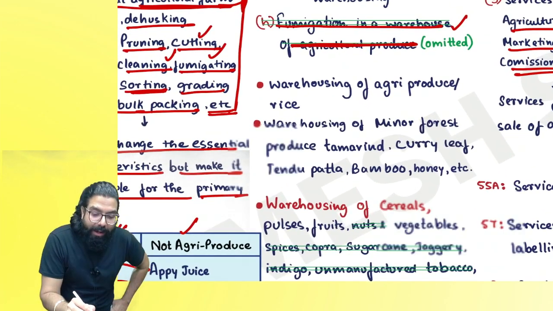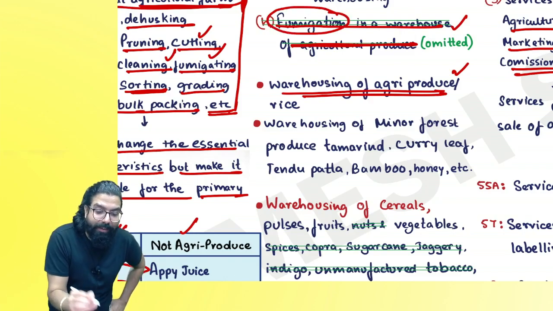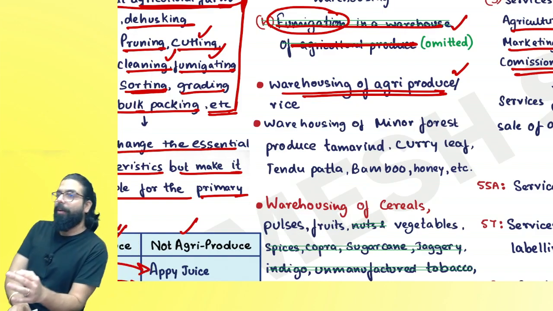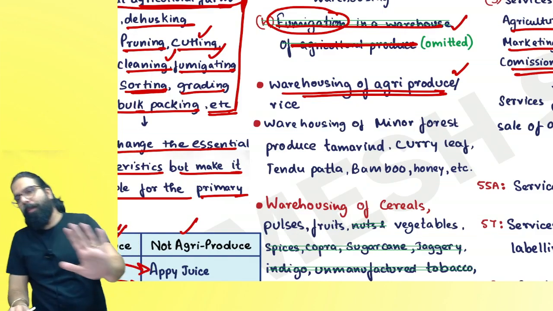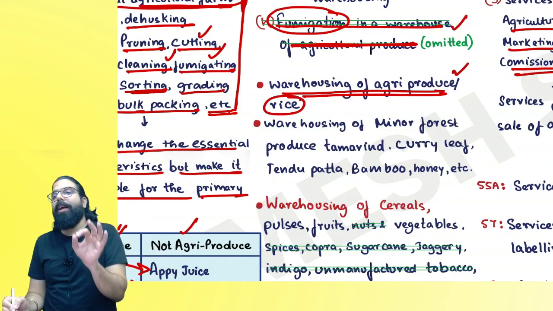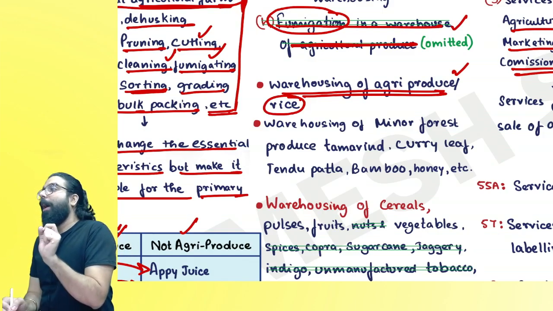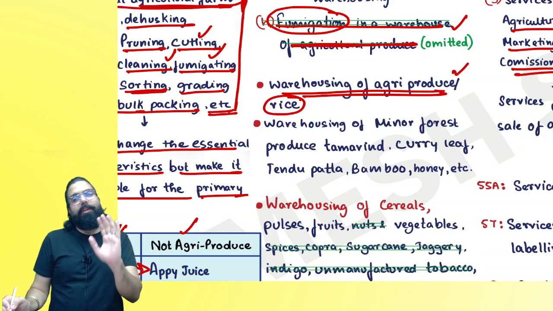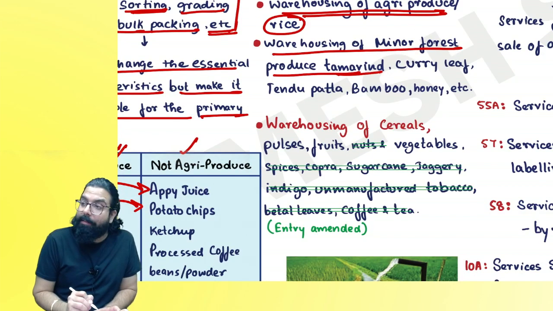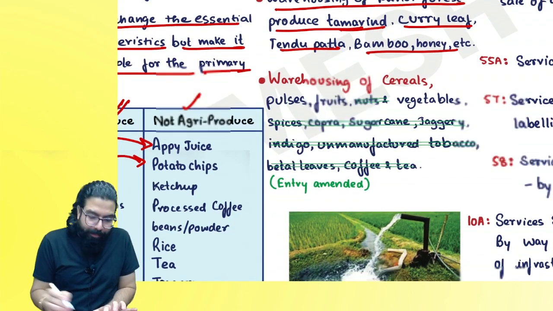Next. Sir, if warehousing is done of any agricultural produce, warehousing of? I told fumigation is taxable. I am not telling warehousing is taxable. If anybody is going ahead and doing warehousing of agricultural produce, it will be exempted. Sir, if anybody is doing warehousing of rice, then also it is exempt. Remember, rice is not an agricultural produce. Paddy is an agricultural produce. And rice warehousing is also exempted. Then, warehousing of minor forest produce like tamarind, curry leaf, tendupatta, bamboo, honey, etc. is also exempt.